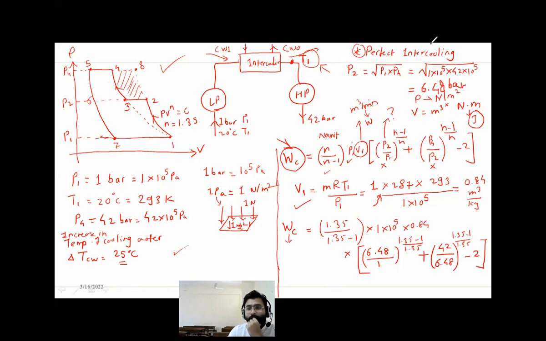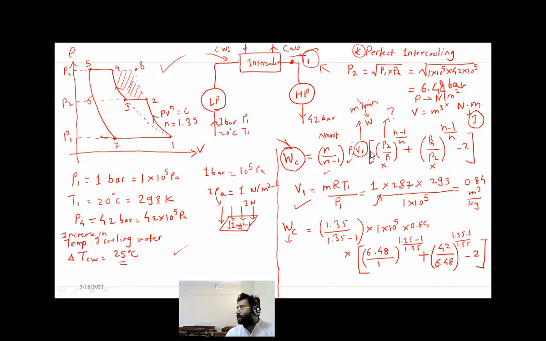Okay. Now we want to calculate the work required. What is the formula for two-stage indicated power? n upon n minus 1 into P1 V1 into in bracket P2 by P1 raised to n minus 1 upon n plus P4 by P2 raised to n minus 1 upon n minus 2 bracket complete. So here instead of P1 V1 you can write MRT1 also.